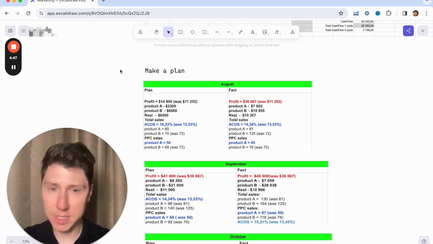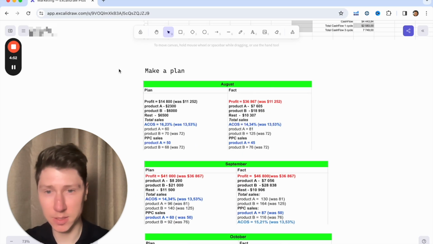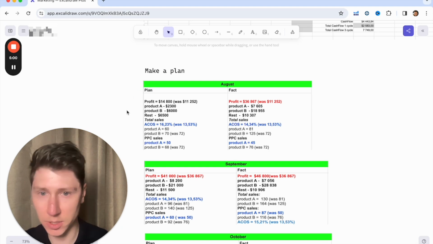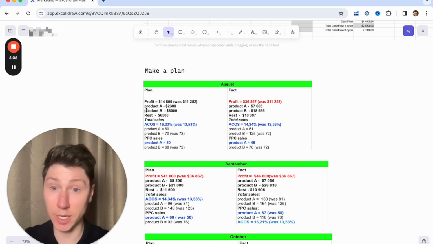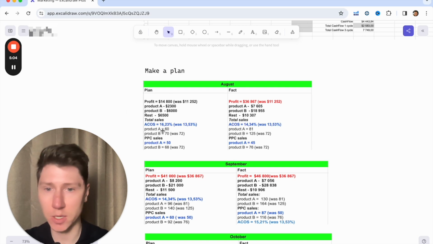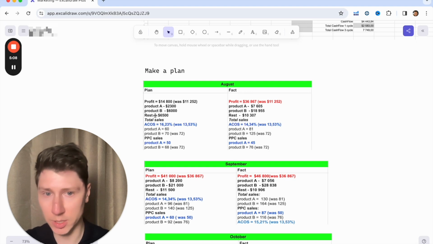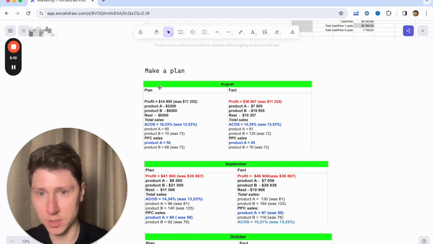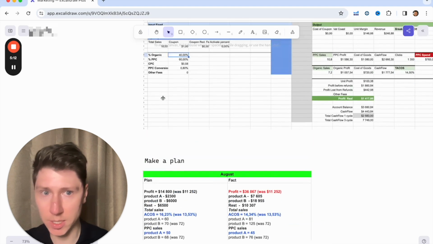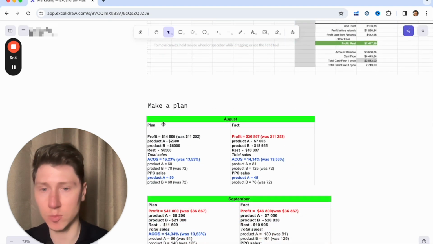The next missing piece that I very rarely see people do is making a plan. Like what exact numbers you're going to target, what numbers you want to get, like profit, ACOS, TACoS, whatever is important for your product. So you take these numbers, understanding the cash flow, and you write them down as a plan.